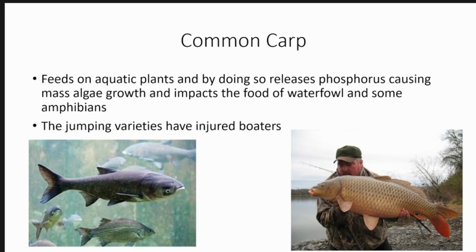Now we're going on to the animals, starting off with the common carp. These guys dredge up the entire biomes, feeding on all the aquatic plants, and by doing so release the phosphorus down below, causing mass algae growths and impacting the food of waterfowl and some amphibians. And the jumping varieties have been known to injure boaters.